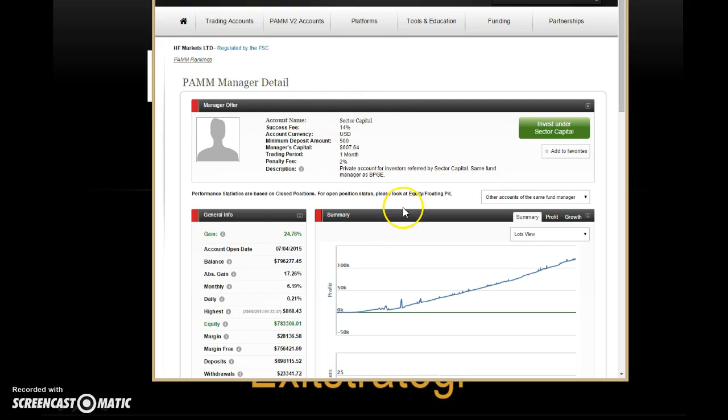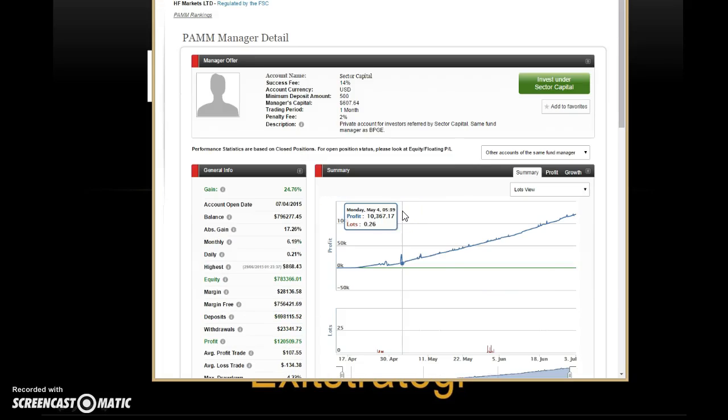Other than that, this system is running at a slightly higher risk than the other system. And I've chosen to do this because I find the system safe, and I would like to try and hold the 10% target as a monthly gain for my money.